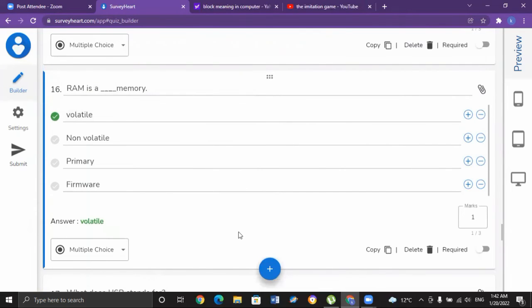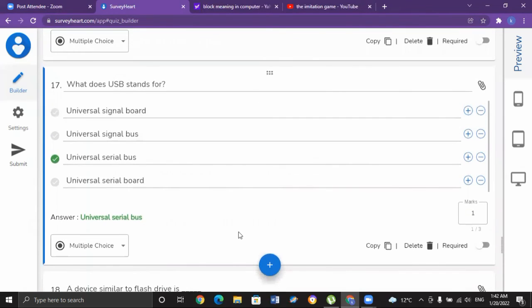RAM is considered volatile memory because whenever we switch off the computer, the contents of RAM vanish. Because of the switching off of the computer, it is considered volatile memory. Option A is correct for MCQ number 16.